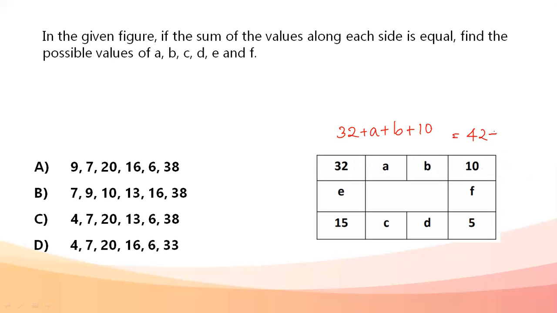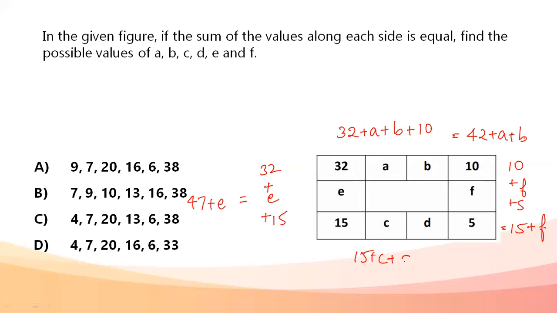That is 42 plus A plus B. Now 10 plus F plus 5, that is 15 plus F. Other side, if we go for 32 plus E plus 15, that is 47 plus E. Another thing, 15 plus C plus D plus 5, that is 20 plus C plus D. Okay, now all these values are given to me. Need to find the value of A, B, C, D, and E. This is my first equation, second equation, third equation, and fourth equation.